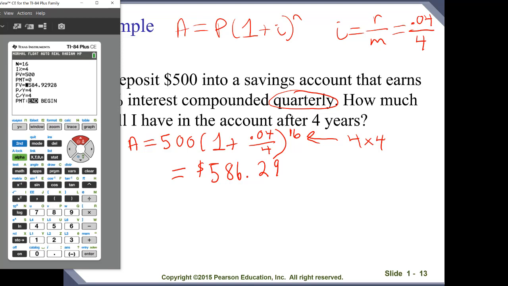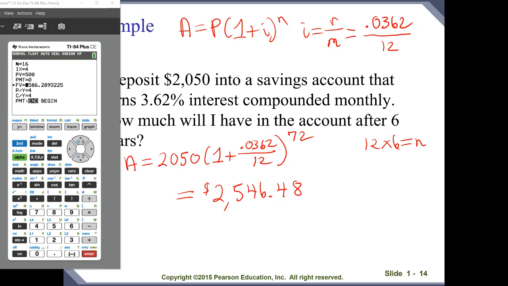Then I just go up to future value. It doesn't matter if there's already a value there, like we still have the answer from the last question in there. That's fine. If that's going to confuse you, you could just type it over with a 0, but you don't have to. Just go to that line and then Alpha and Enter. And I get $586.29, which again matches what we did before.